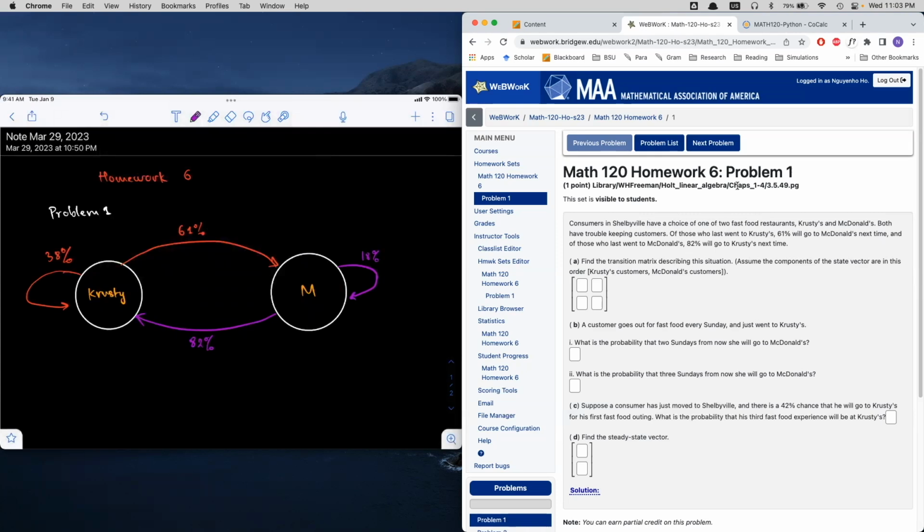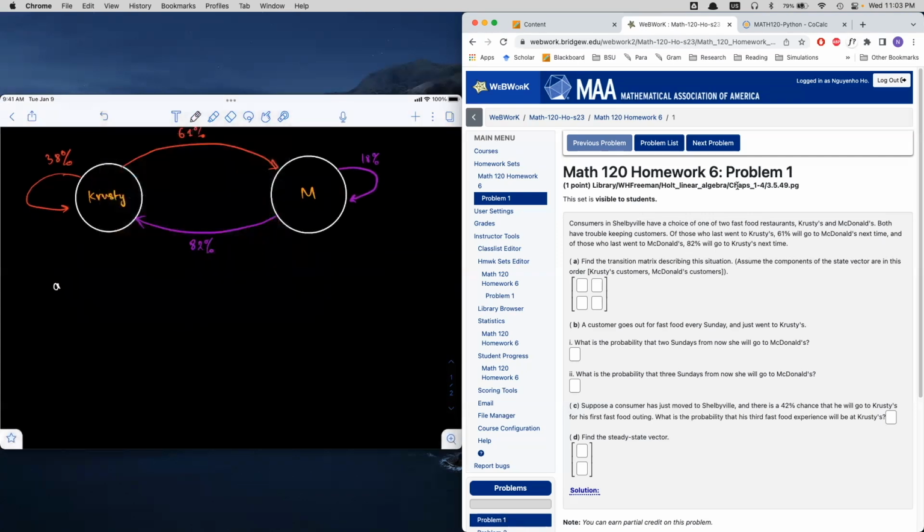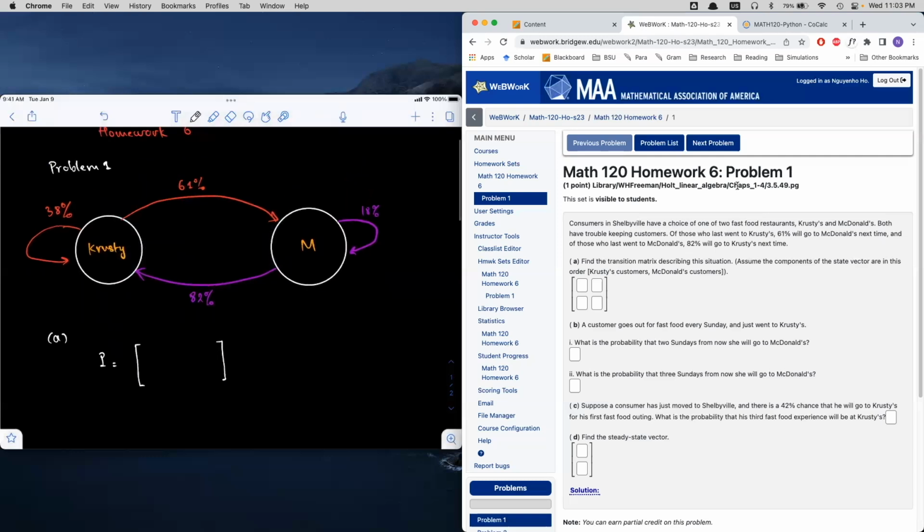Right? Now, part A will ask you to find the transition matrix or matrix of transition probability describing this situation. So now with this schematic, you can transfer the information into the P matrix, right? This is a 2x2 matrix because you just have 2 different states, the Krusty state and the McDonald's state. Okay. So let's start with part A here, and the matrix P is a 2x2 matrix. Right. So you start Krusty, you go back to Krusty. They are 38% or 0.38. Of those who went to Krusty will go to McDonald's next time. There is 61% or 0.61.